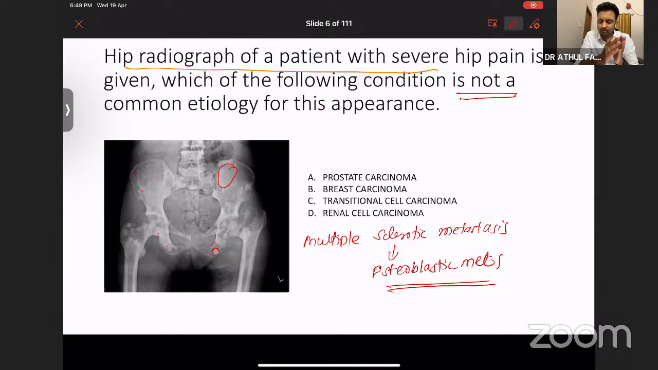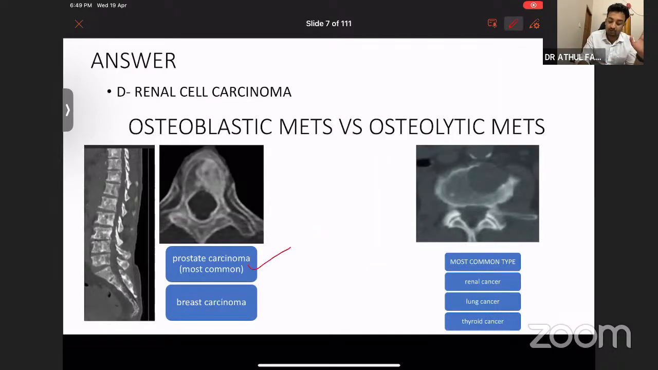You should remember the most common type of metastasis is always osteolytic metastasis. There will be lysis of the bone. But here, instead, the bone gets deposits. The bone gets deposited, so it is known as osteoblastic metastasis or sclerotic metastasis. The three common causes for osteoblastic metastasis are prostate cancer in men, breast cancer in females, then transitional cell carcinoma. Okay, keep in mind, don't forget. Prostate carcinoma is the most common.